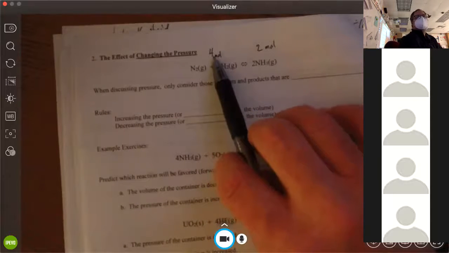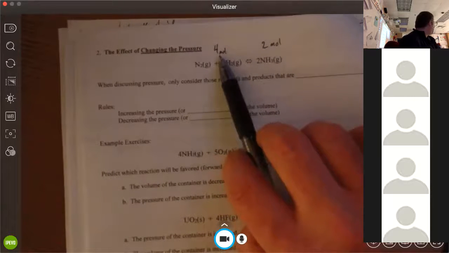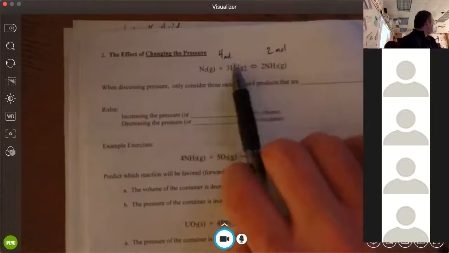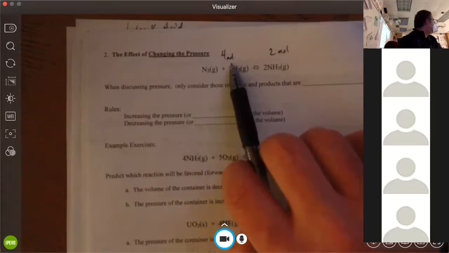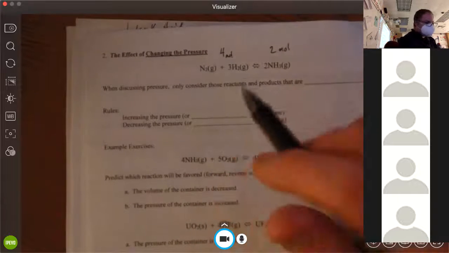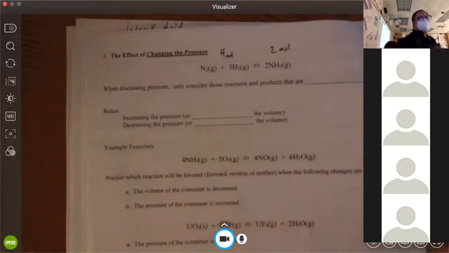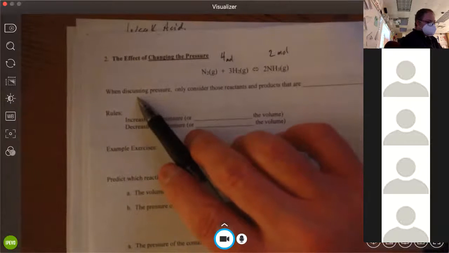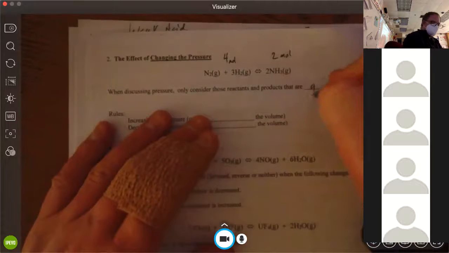If we were to look at this in the same amount of space, the pressure of the reactants would be higher if the volume remains the same. And if all we had were reactants, the pressure would be twice as much. Half as much here. Keep in mind that's if we have only all reactants or only all products. So if we look at this as having it at equilibrium, well, let's take a look. When discussing pressure, only consider those reactants and products that are gas.